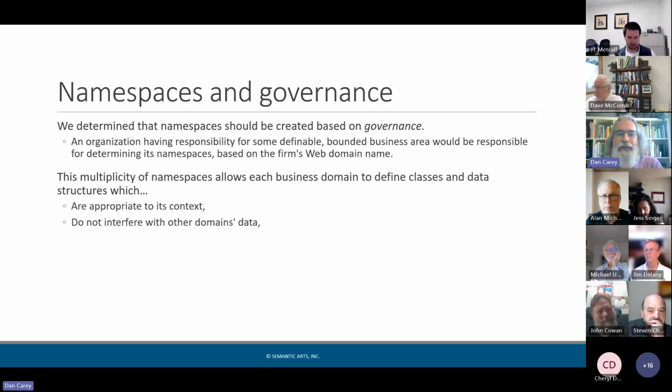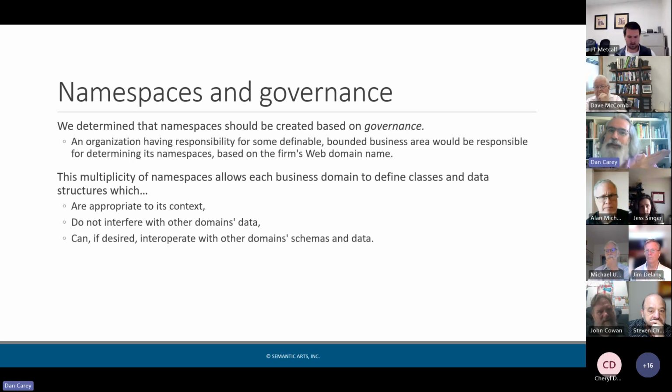So you're not interfering with somebody else's domain or their data, but you can, if you so choose, use the data and schema from somebody else's knowledge graph, just bring in the stuff and it's got their namespace stamped all over it. And so you know where it came from, who's responsible for it. And so, again, that can save you a lot of time and effort.